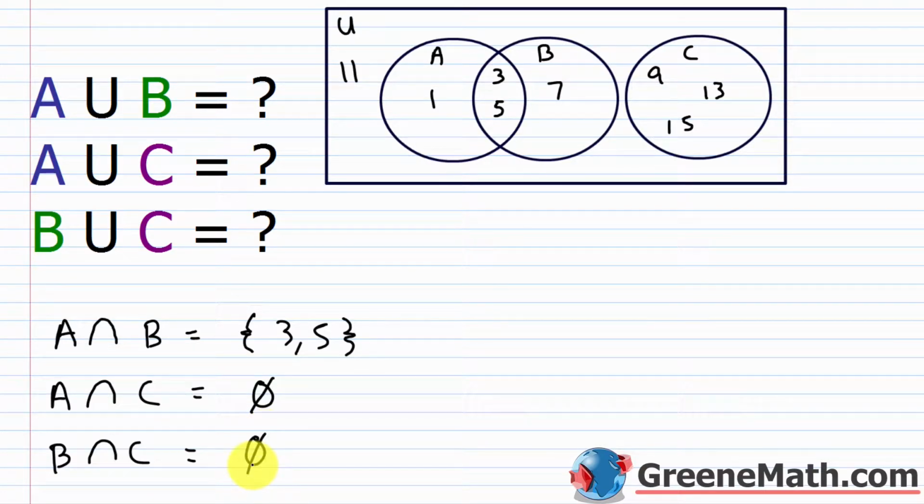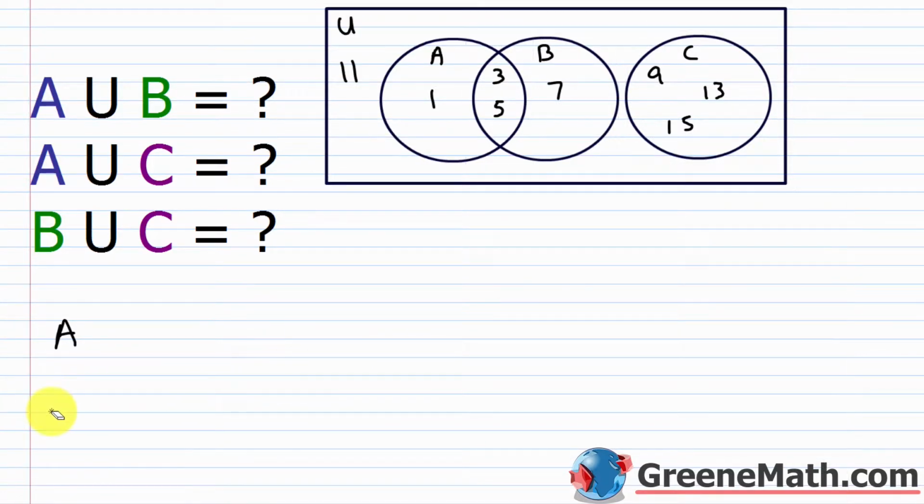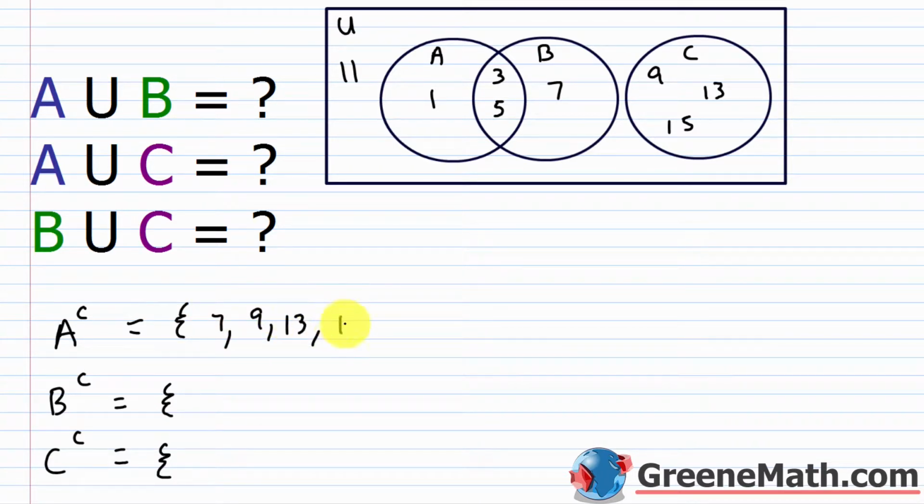Now we could also go through and we could do the complement of each. So I could do the complement of A, the complement of B, and the complement of C. And again, with our Venn diagram, we can do these very quickly. So for A complement, I would have 7, 9, 13, 11, and 15. For B complement, I would have 1, 11, 9, 13, and 15. And then for C complement, I would have 1, 3, 5, 7, and 11.